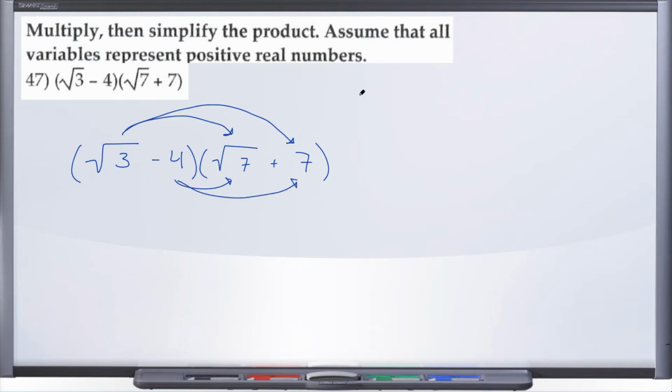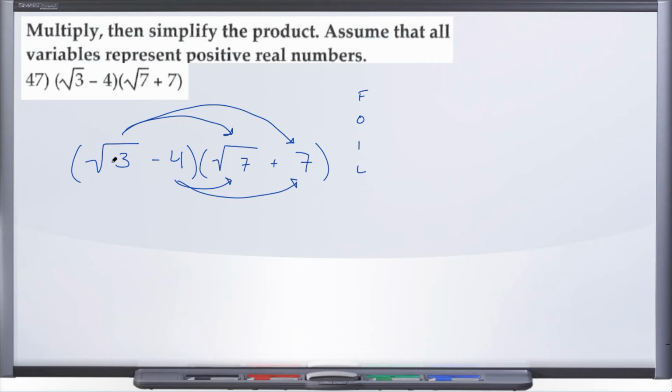So let's go ahead and do that. Let's go ahead and FOIL. So we have radical 3 times radical 7. We can multiply these two things together because, well, first, they're both radicals, but secondly, and probably most importantly, they both have the same index, right? They both have an index of 2.